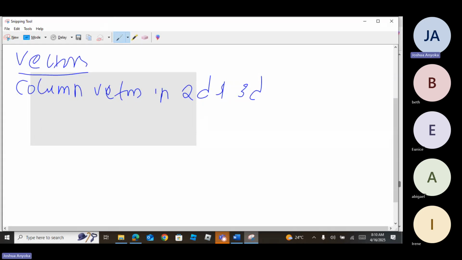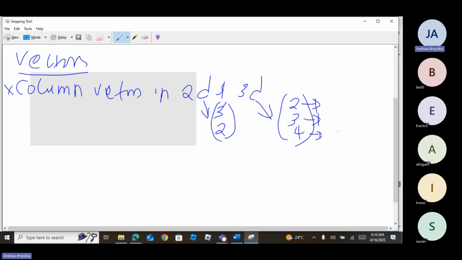Okay. So in vectors, we need to know column vectors in terms of 2D, 2-dimension, and 3-dimension. In 2-dimension, we have vectors maybe like (3, 2). In 3-dimension, we have vectors maybe like (2, 3, 4). So this one is for the x-axis, y-axis, and this one is for the z-axis.